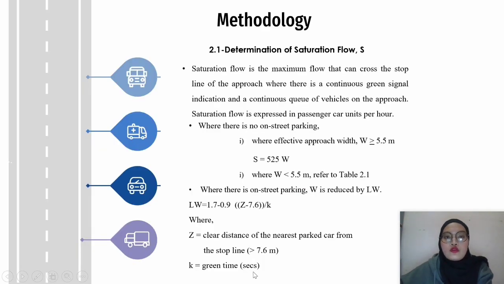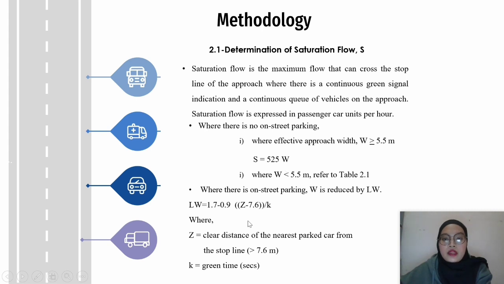First, for 2.1 determination of saturation flow S: saturation flow is the maximum flow that can cross the stop line of the approach where there is a continuous green signal indication and a continuous queue of vehicles on the approach. Saturation flow is expressed in passenger car units per hour. For this part, we have no on-street parking and on-street parking. For no on-street parking, we have a width more than 5.5 and a width less than 5.5. For the width more than 5.5, we refer to it as equal to the width W. Whereas for the width less than 5.5 we refer to table 2.1.